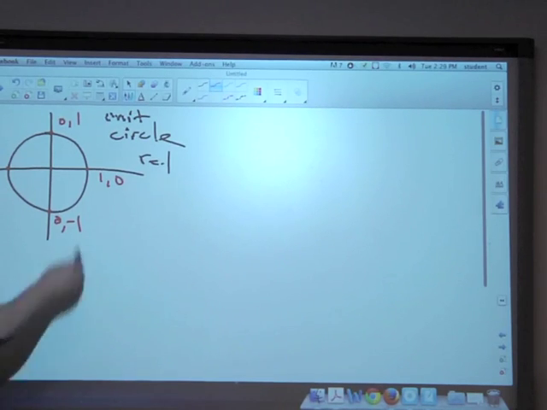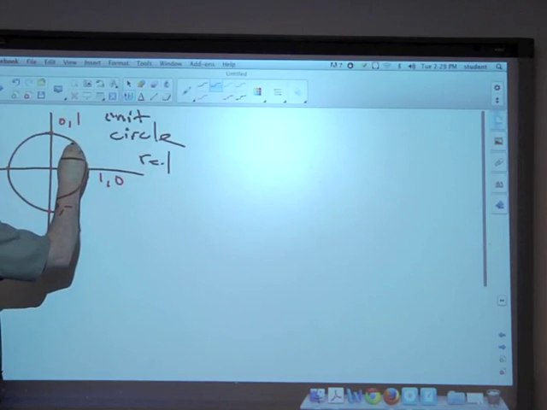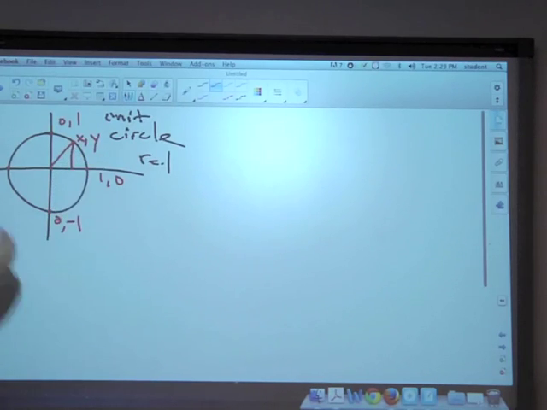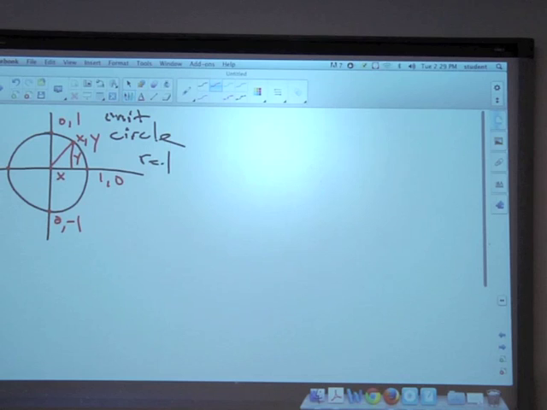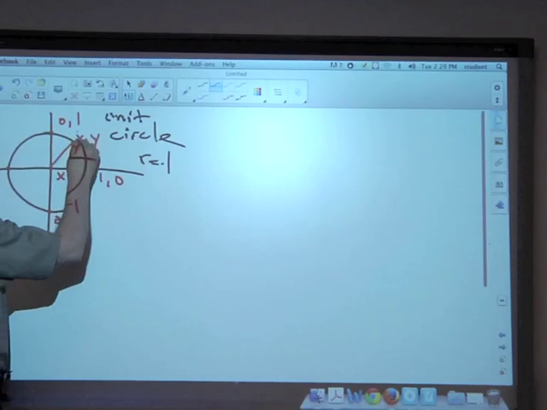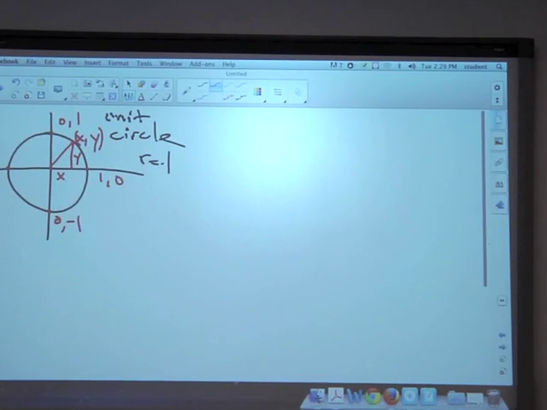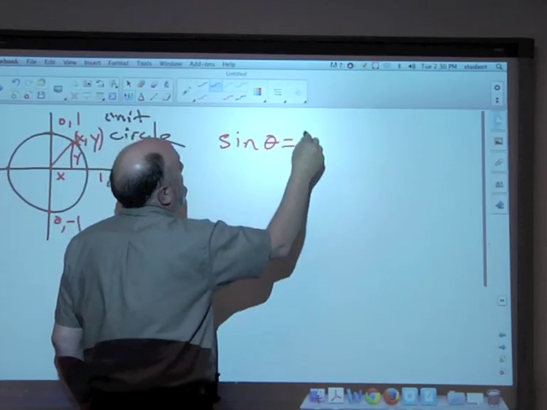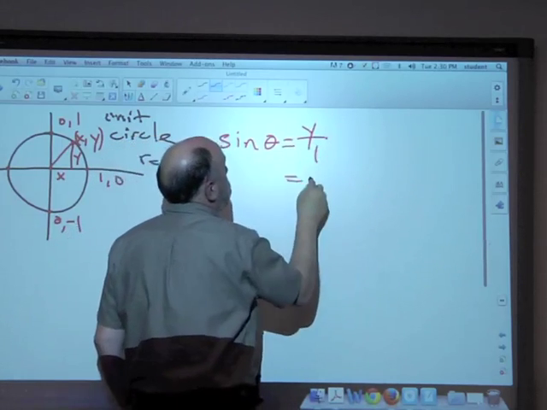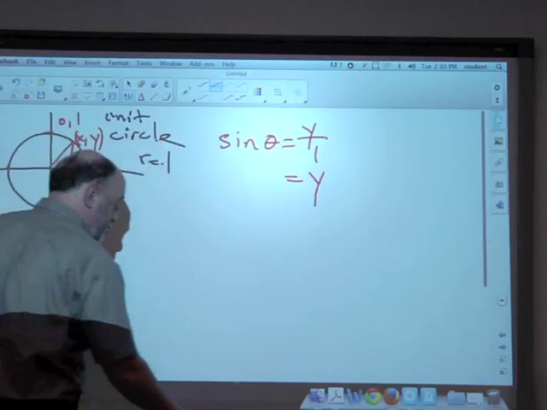If I draw a point on my unit circle, I can make a triangle. The coordinates of that point will be given by x, y. The distance from here to here is x. The distance from here to here is y. So x comma y as a point. My sine function, sine theta, will be given by y over 1, which of course will just be y.